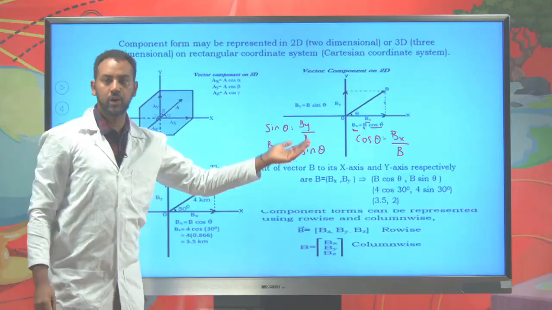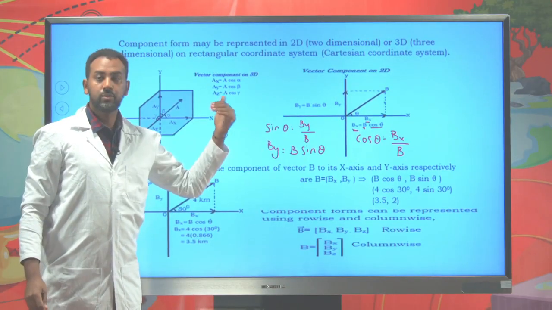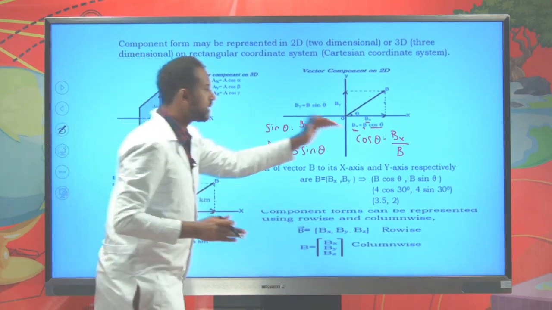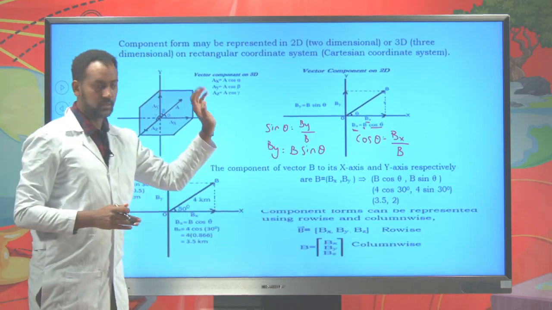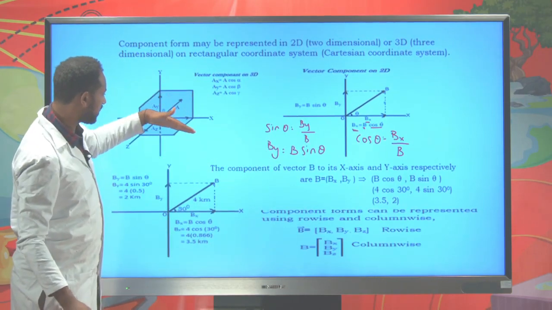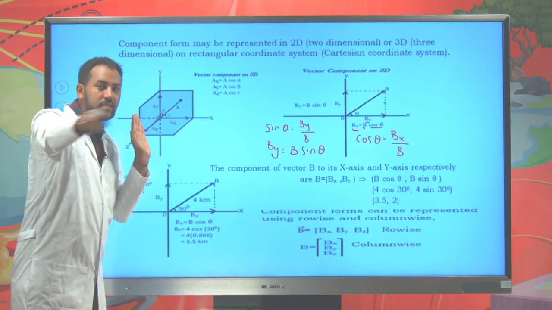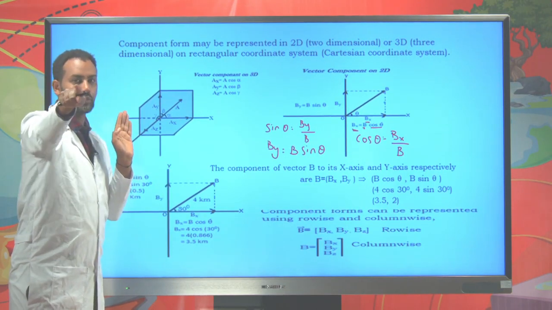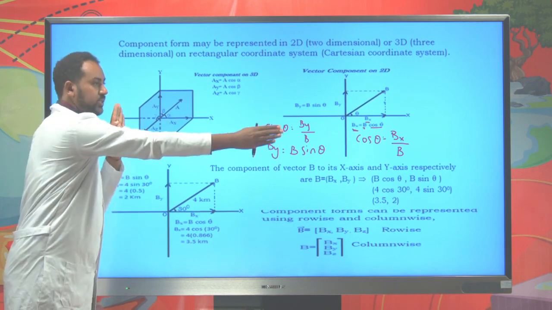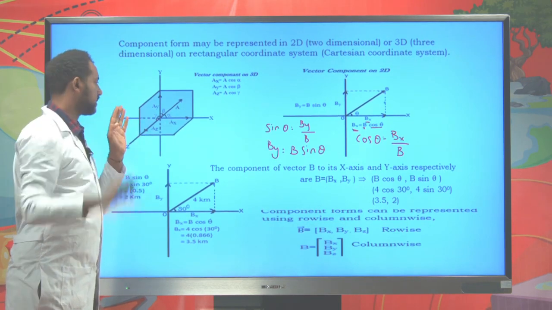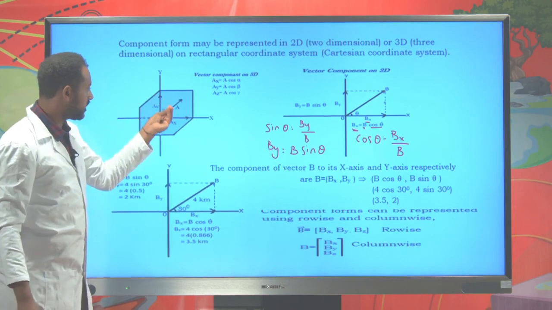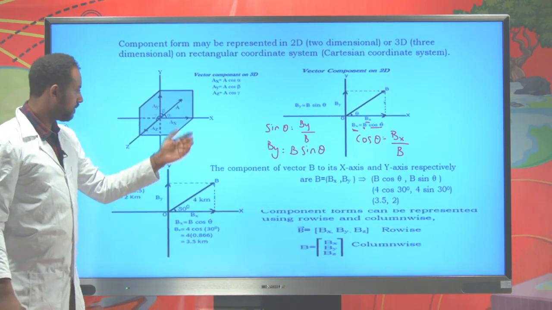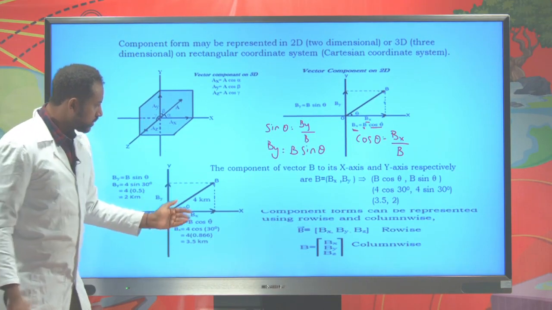It's also possible to decompose this vector onto the z-axis. Usually we focus only on the two dimensions, the x-axis and the y-axis. But it's also possible to decompose it along x, along y, and along z, which is the axis directed towards you or towards me. X-axis, y-axis, and z-axis. Therefore, it's possible to see in three dimensions. We usually focus on the two-dimensional vectors.